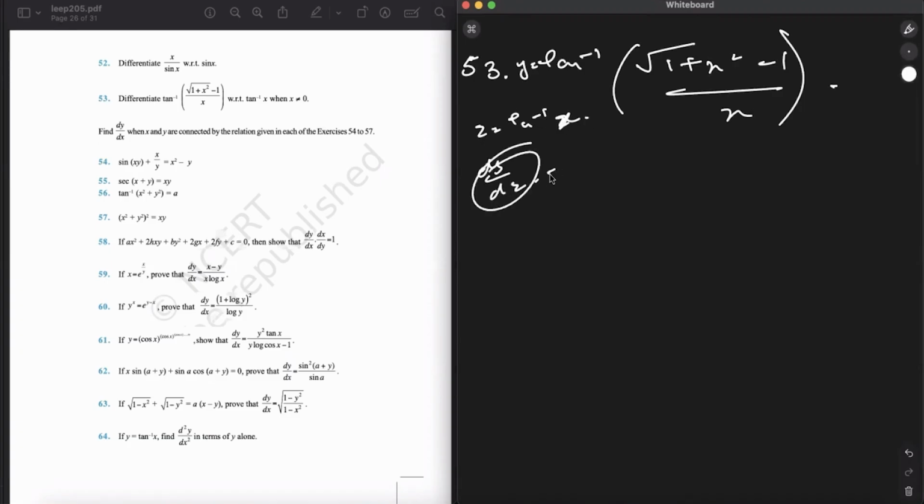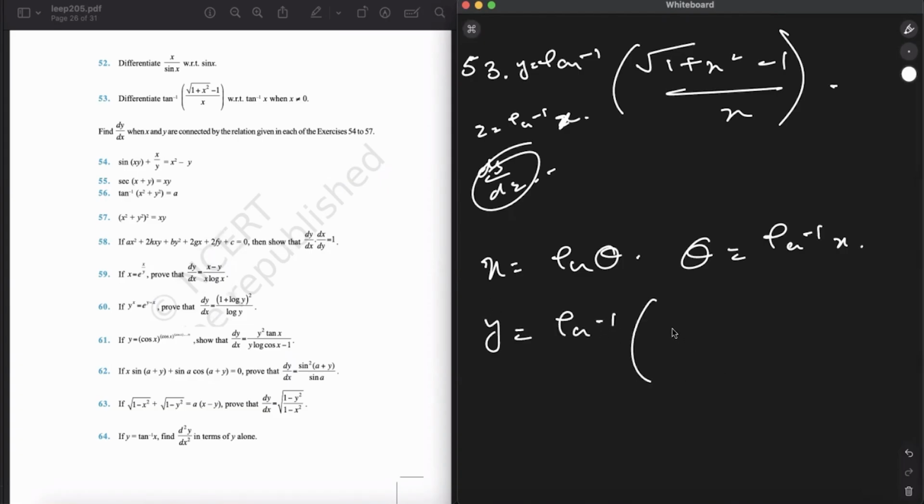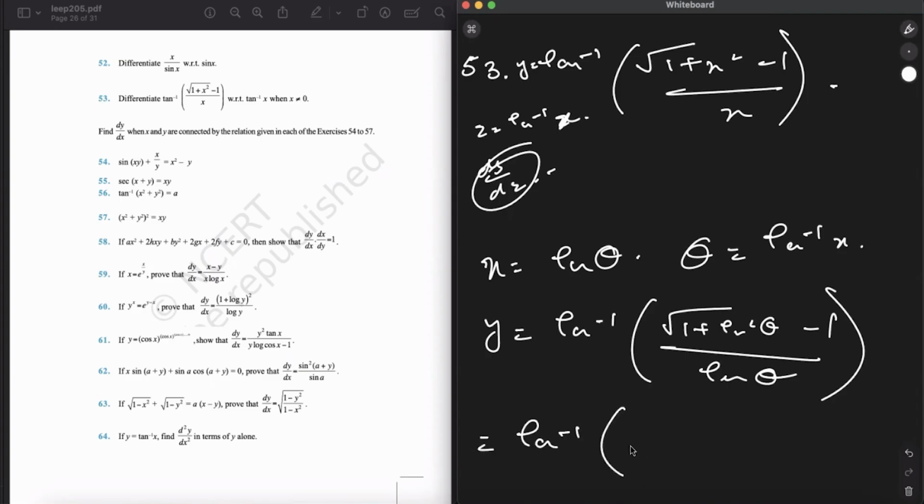ठीक है. तो कैसे सॉल्व करेंगे इसको? सबसे पहले मैं x को ले लेता हूँ tan थीटा. तो थीटा क्या हो गया? tan इनवर्स x, यानी थीटा हो गया z इज इक्वल टू tan इनवर्स x. तो मेरा y बन जाएगा tan इनवर्स अंडर रूट 1 प्लस tan स्क्वायर थीटा माइनस 1 अपॉन tan थीटा. ठीक है. tan इनवर्स, अब अंडर रूट 1 प्लस tan स्क्वायर थीटा है मेरे पास, तो उसको मैं लिख सकता हूँ sec स्क्वायर थीटा. तो वो हो जाएगा 1 प्लस tan स्क्वायर थीटा is sec स्क्वायर थीटा. यहाँ पे हो जाएगा sec थीटा माइनस 1 अपॉन tan थीटा.